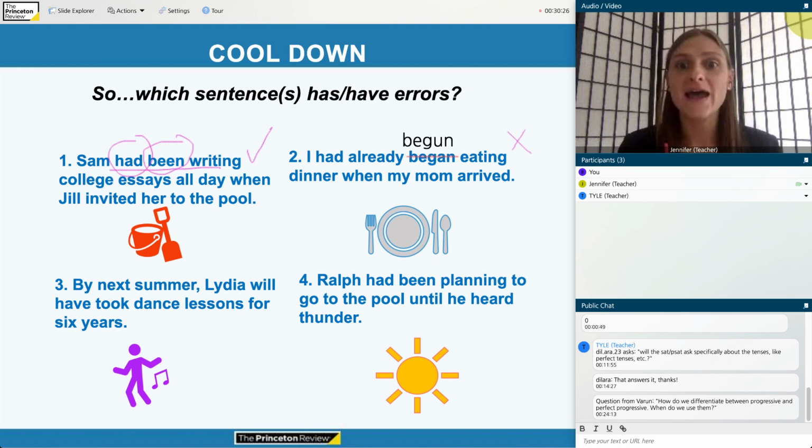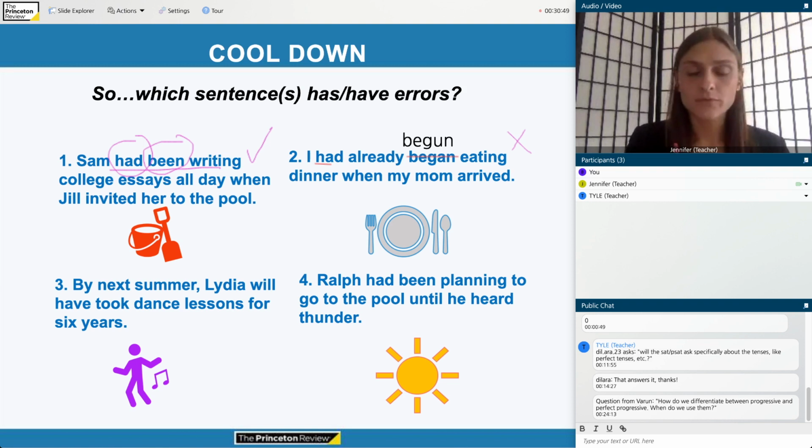So I had begun. What tense is this? We've got the to have, and we've got a past participle. So this would just be the past perfect, right? There's no progressive. It's not I had been eating, right? So there's another way to look at the little differences between the tenses.